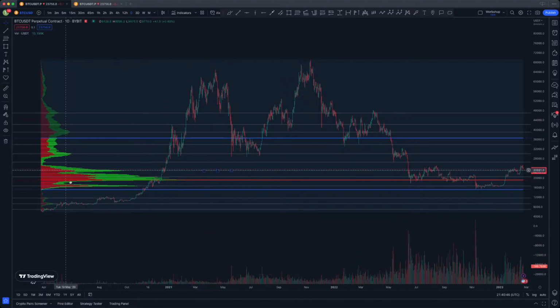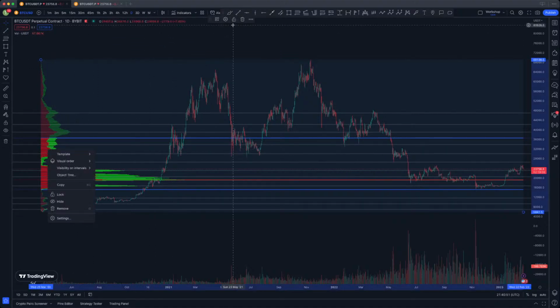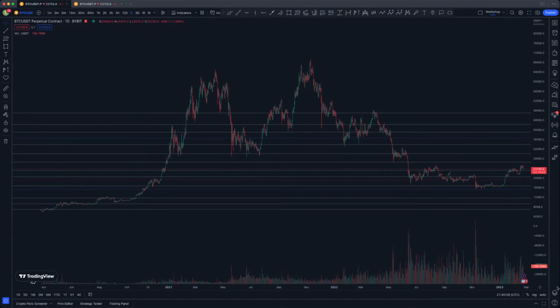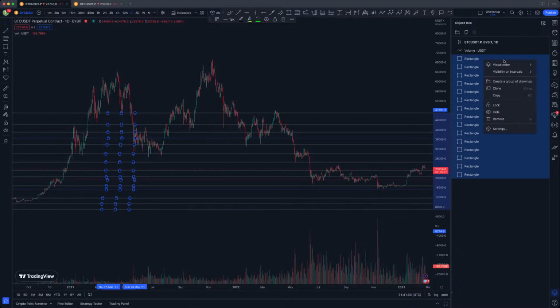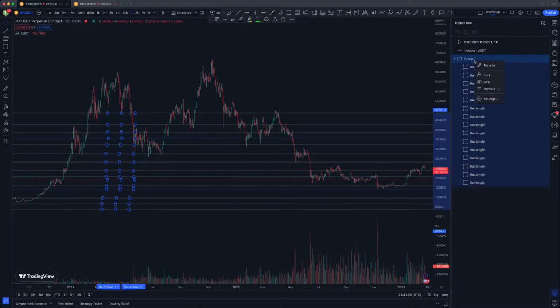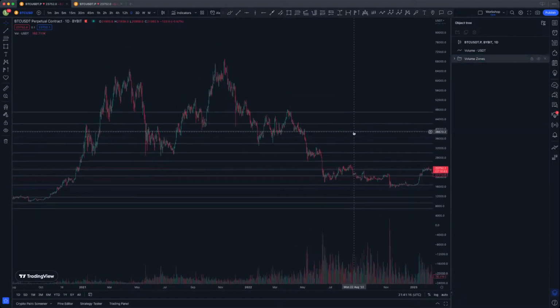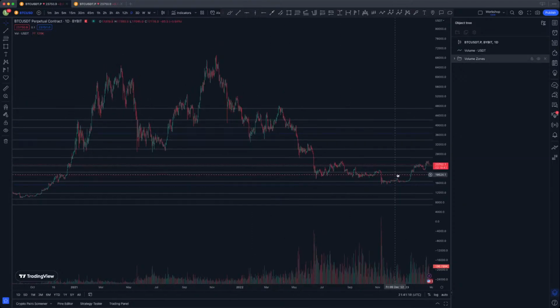Right, now we're going to take this off the chart because I don't need it no more. And now get into the habit, because we want to be good traders, of creating a group. So we're going to copy all of these, right click, create a group, and call this volume zones, right? Okay, perfect. Now we also want to lock them, so that little lock there means that they're not going to move, which is great because it's a pain in the ass.